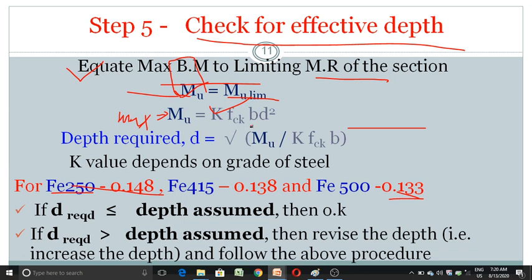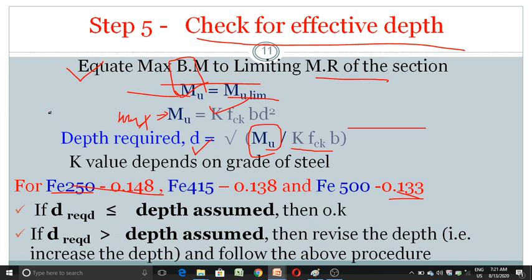B is 1 meter width, as we are designing the slab for 1 meter width, so generally 1000 mm will be considered, and d is the effective depth that you have already assumed. After substituting all those values, we get d equal to the square root of Mu by k into fck into b, where k and fck are the values from the grade, and b is the 1 meter width of the slab. And I am repeating here, Mu is the maximum value of bending moment along the x and y directions that were provided.